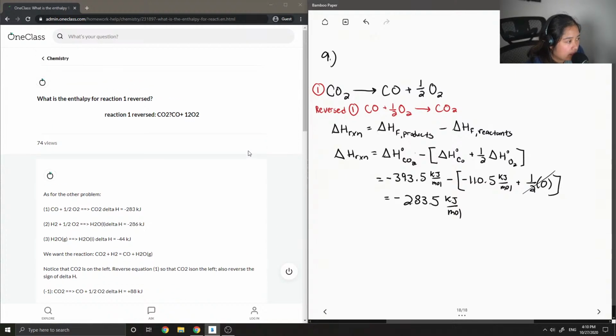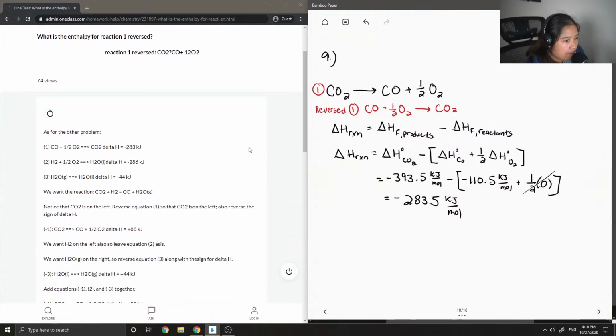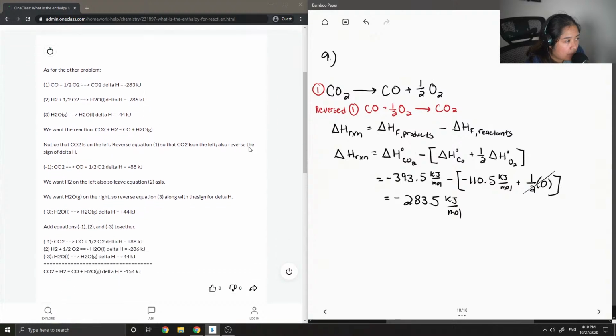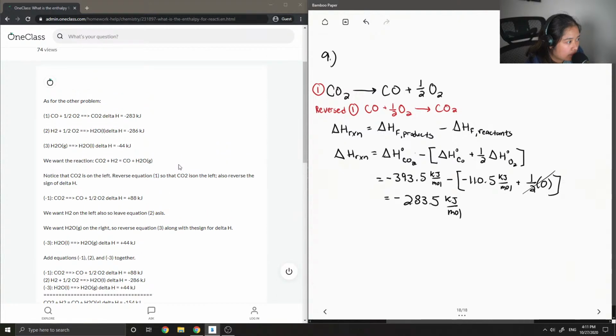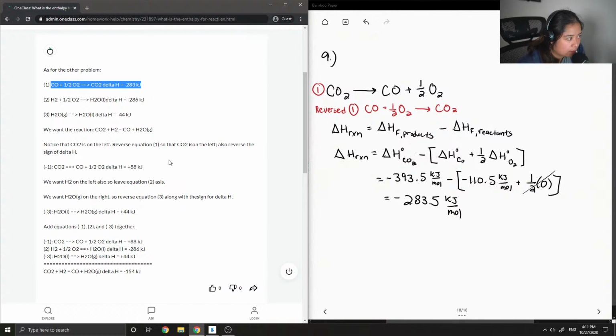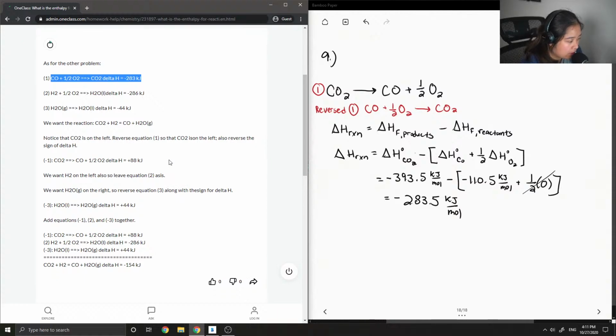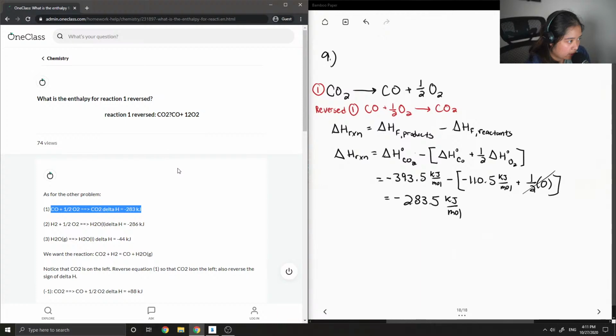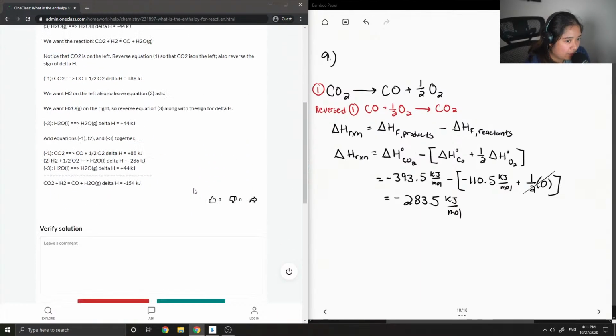So I think that the junior tutor might have gotten it from like a different question. Okay, but it also looks like they got this negative 283. So we know that that answer was correct. So let me just write out the answer just so that whoever's reading this in the future will just be on the same page.